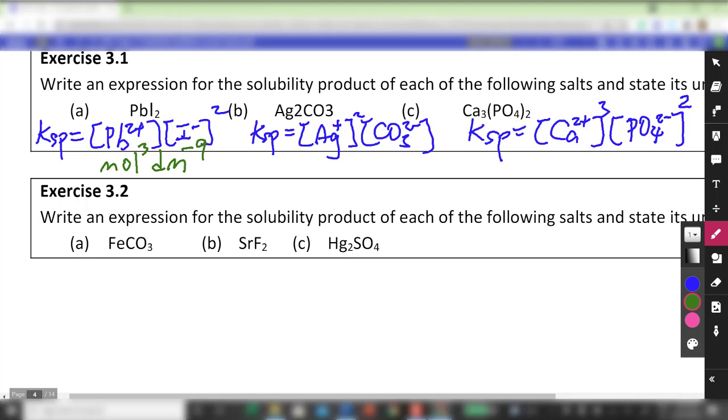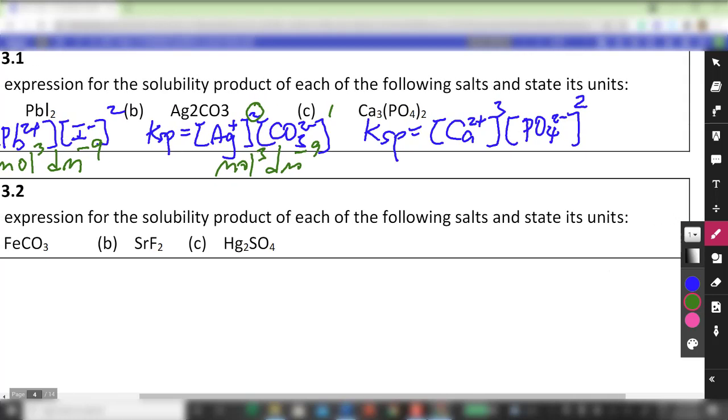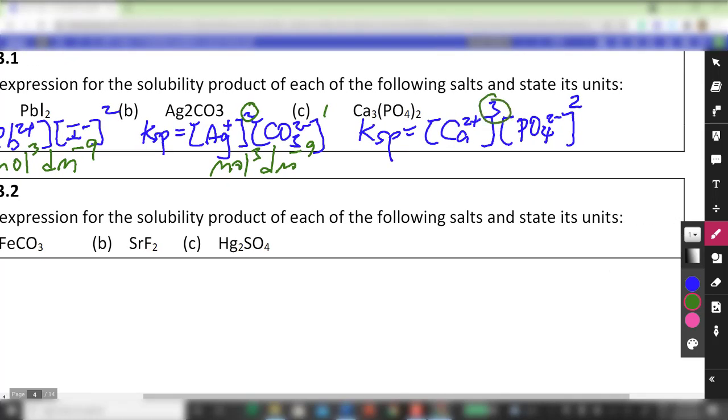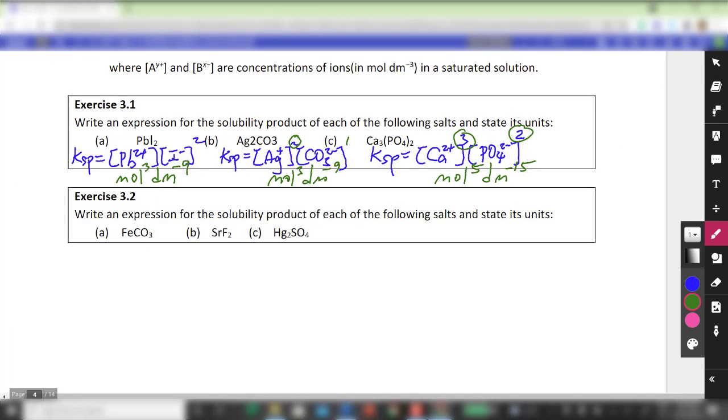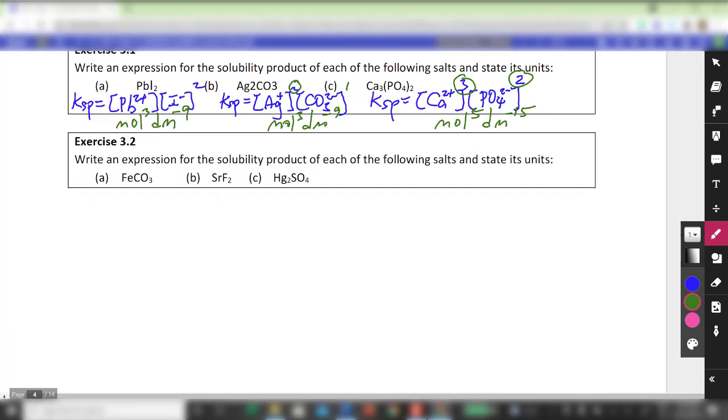For the earlier cases, we have 2 here and 1 here, so the units will be the same: mole to the power of 3, dm to the power minus 9. In this case, we have 3 plus 2, which is 5, so it will be mole to the power of 5, dm to the power minus 15. I hope this is straightforward enough for you.